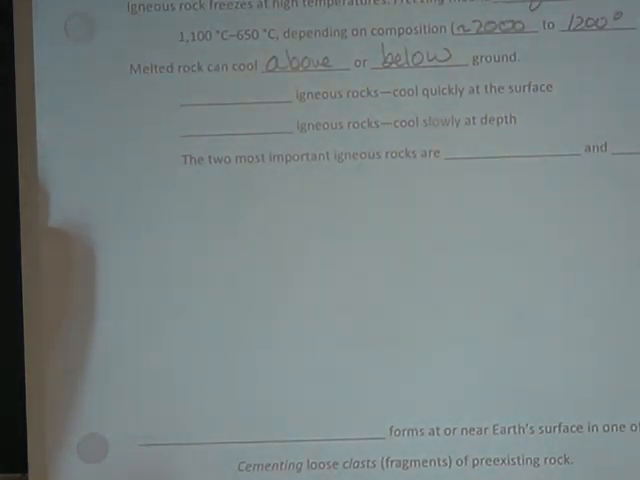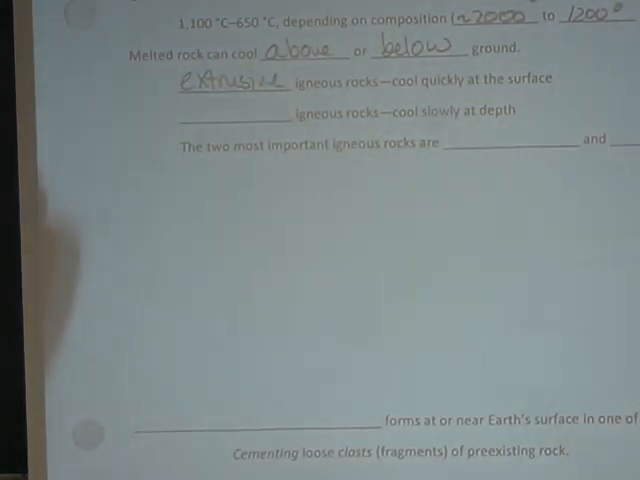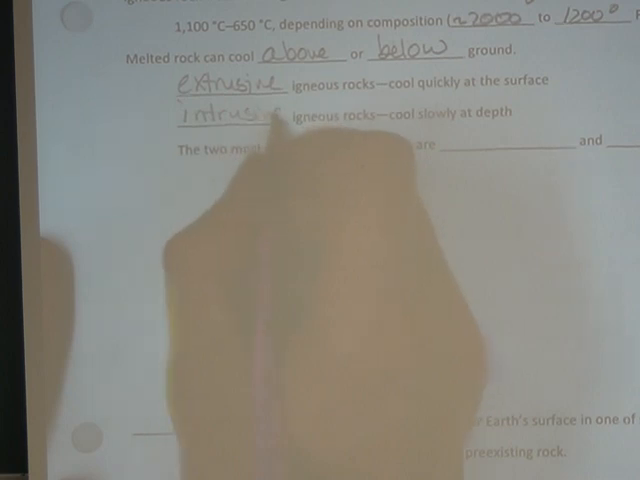So, if an igneous rock cools quickly at the surface, what's that called? People who may have done the homework already. Extrusive, excellent. What about cooling slowly at depth? Intrusive, excellent. People are doing the homework.